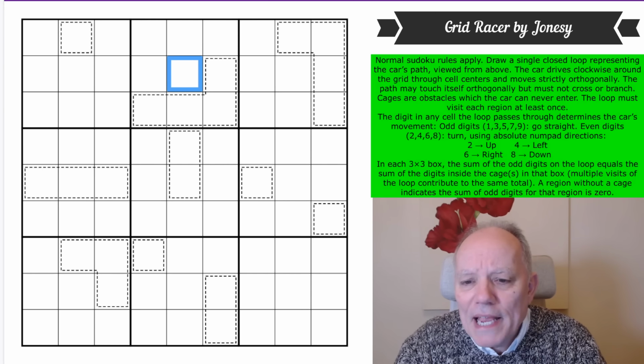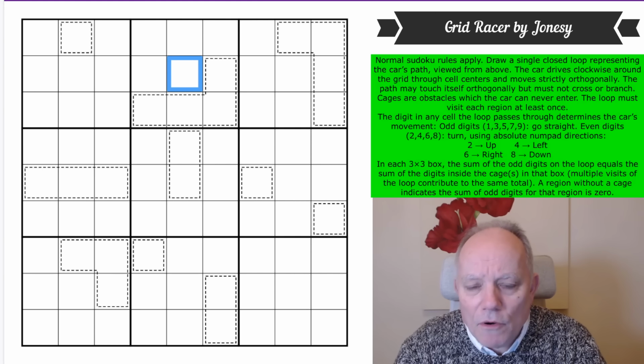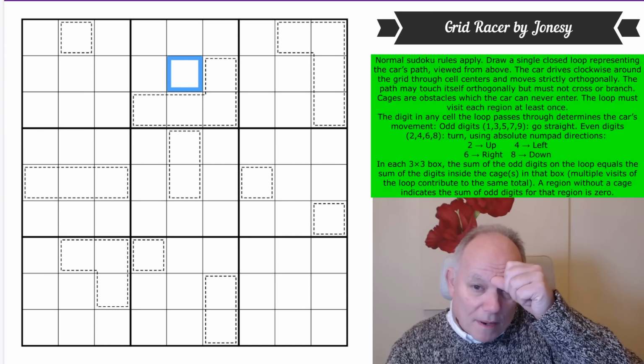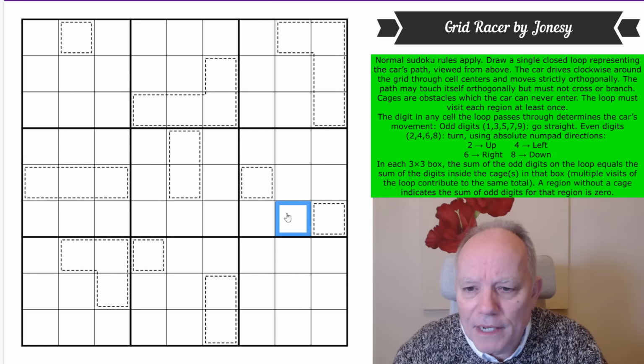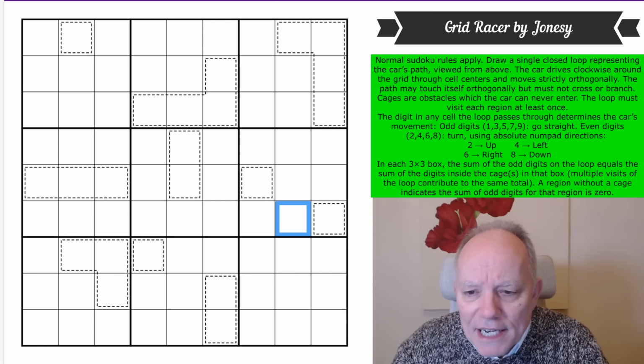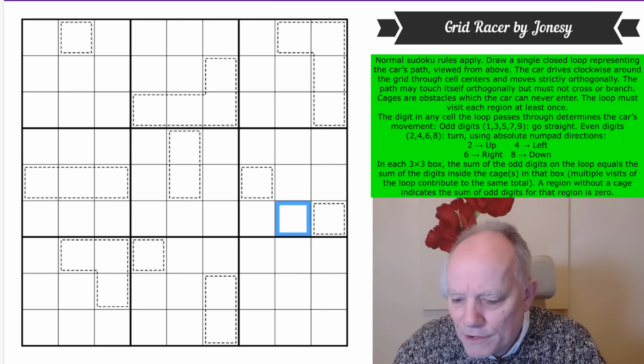The path may touch itself orthogonally, but mustn't cross or branch. So there's just one path, but it could sort of come back on itself, like that, if you see what I mean. Cages are obstacles which the car can never enter. The digit in any cell the loop passes through determines the car's movement. Odd digits go straight, but if you hit even digits, turn using the absolute numpad direction.